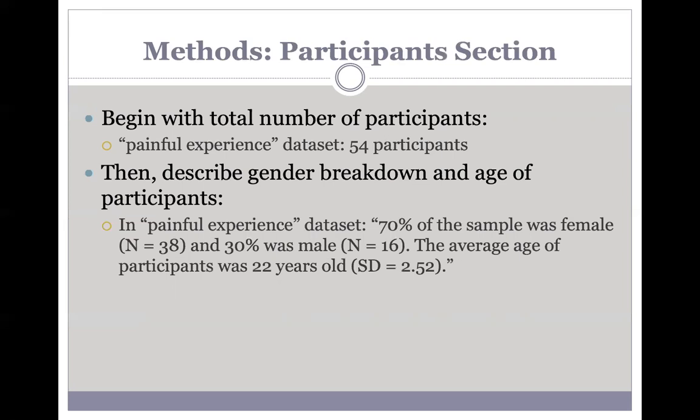So the method section is broken into 3 parts. For this lab report, the participant section is the only thing that you can really do fully on your own, because we're using a study that's already been made, the painful experience study. So you always want to begin with the total number of participants, and then you want to discuss the gender breakdown and the age of participants.